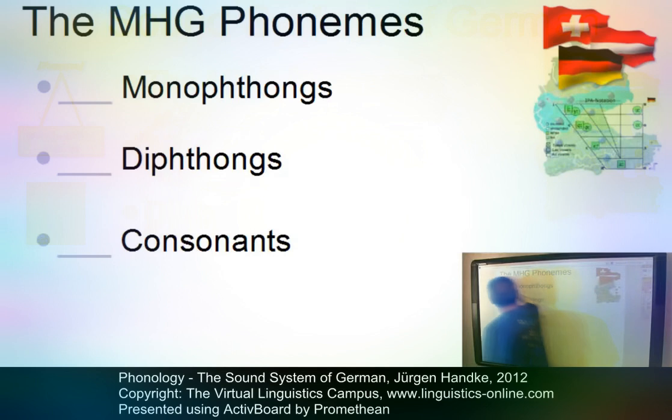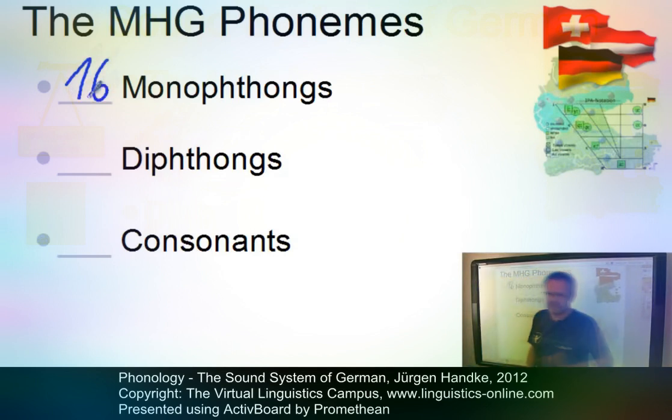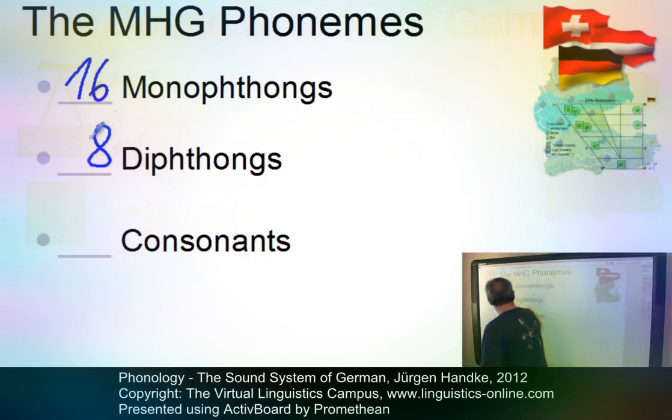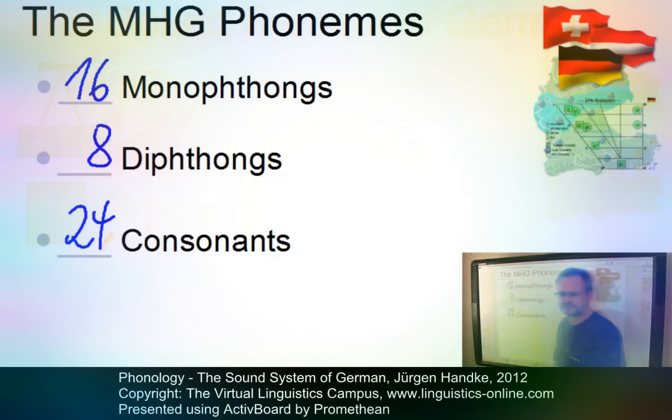There are 16 monophthongs, it depends a little bit as we will see in a second, 8 diphthongs and 24 consonants. The vowel phonemes differ among the varieties of German to a relatively large extent. The consonantal phonemes, by contrast, are almost identical in the varieties of German, yet their allophonic realization is different in a number of cases.